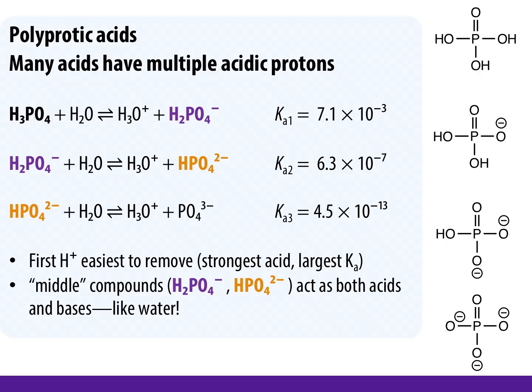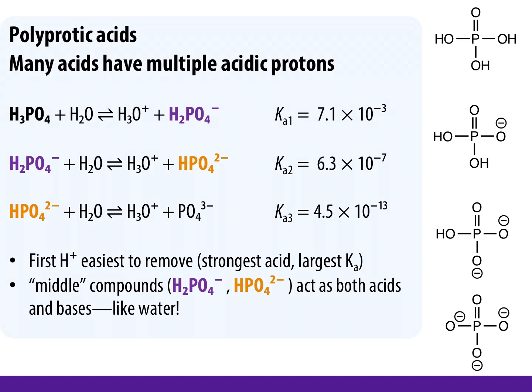Some conceptual points about these polyprotic acids. So notice that the first H plus here, the first proton, is the easiest one to remove. That's the one that has the largest Ka. As we keep removing more and more protons, we build up more and more negative charge on the molecule. That's more and more disfavorable. Harder and harder to stabilize that negative charge when we've got 2 or 3 negative formal charges right next to each other in the molecule.